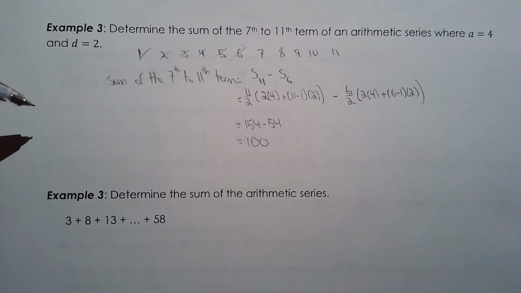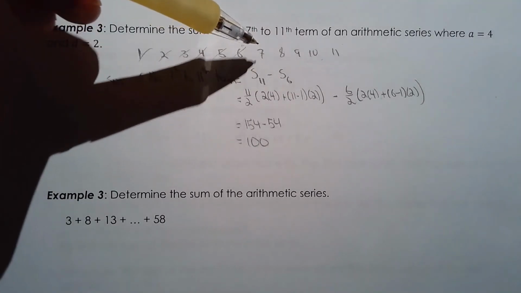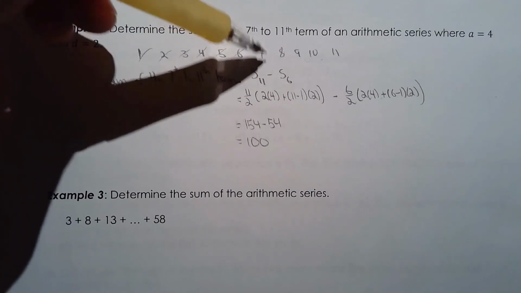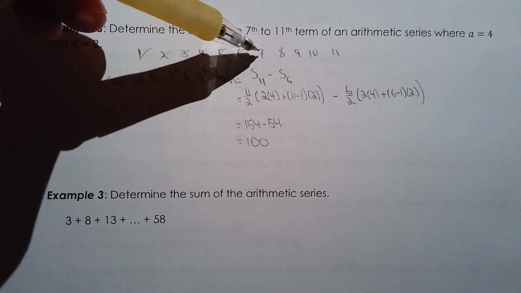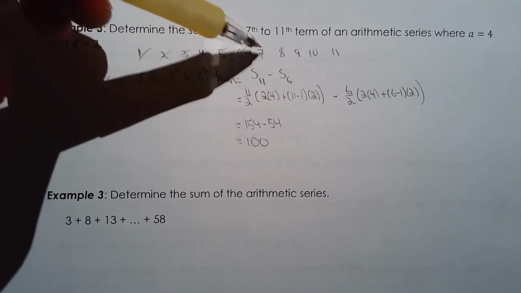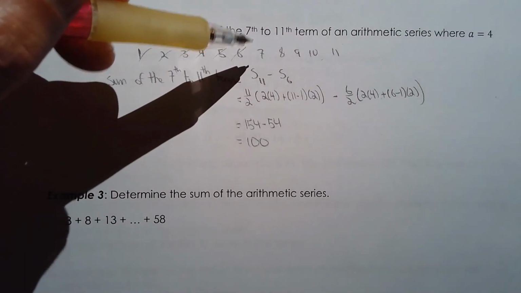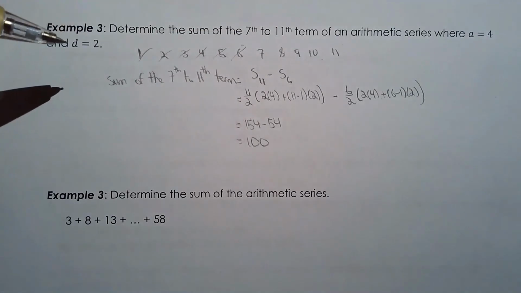I'm just thinking if there's another way you can do this. You could have also solved for the 7th term of the arithmetic series and then created a new arithmetic series where the 7th term is your first term and found the sum of the first 5 terms of this new series. I am curious what the 7th term is. Let me just check. So the term is A plus 6D, so A plus 6D is 4 plus 12 is 16.